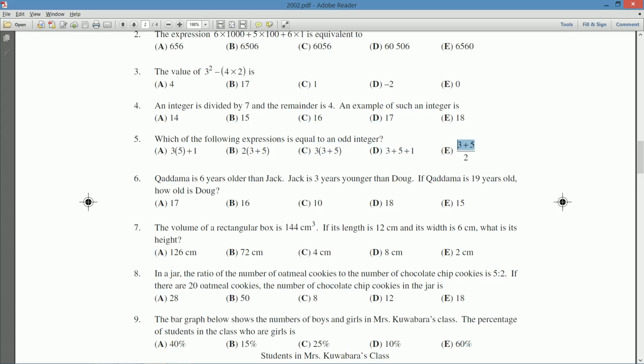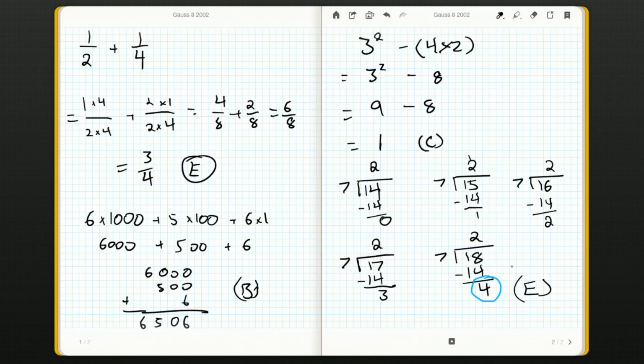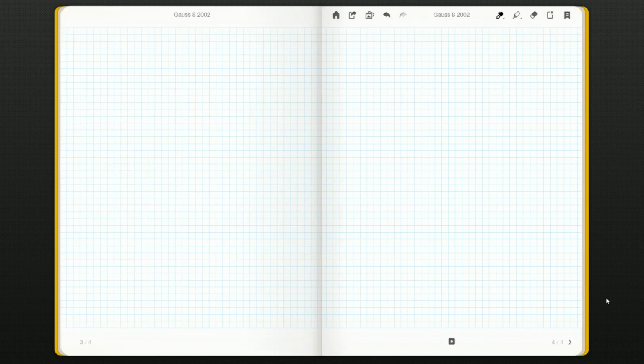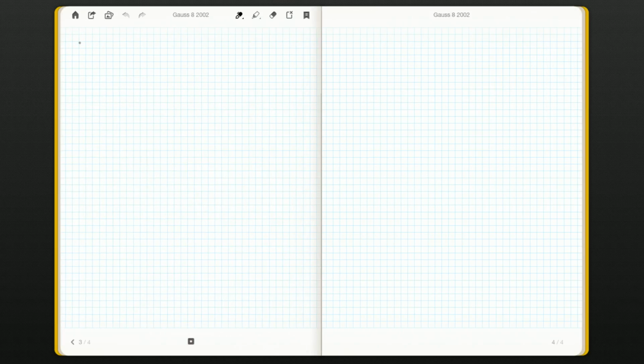And the last one, 3 plus 5 is 8, divided by 2 is 4. So that's also going to be an even number. But let's actually work these out. You can grab your calculator if need be, but we'll calculate each one and determine what the numbers actually are. But you can go through this question much quicker if you are familiar with how odds and evens affect addition and multiplication.